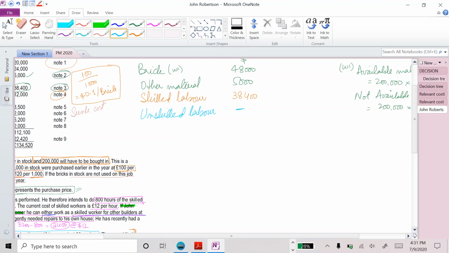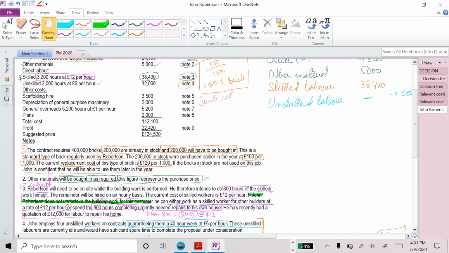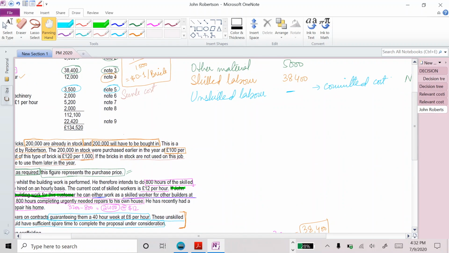For unskilled labor, there will be no relevant cost. Why? Because it's a committed cost. Now, what's next? We are done with material and labor, and now we are moving to overheads. Scaffolding hire, 3,500, see note number 5. This is the estimated cost of hiring scaffolding. So same, relevant.